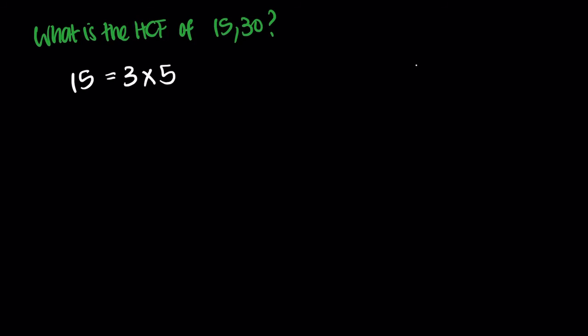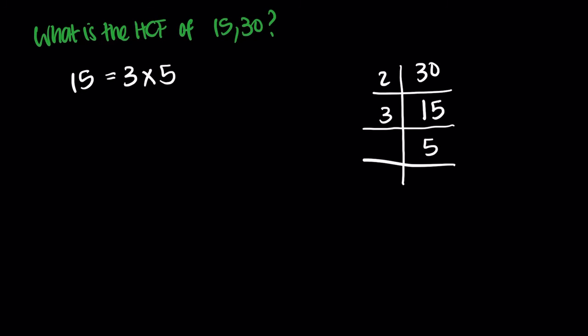So we drop the table, and we think of what prime number goes exactly into 30, 2. And 30 divided by 2 is 15. Next, let's think of a prime factor of 15, 3. And 3 goes into 15 5 times. And the only prime factor of 5 is 5, so we're done. So 30 as a product of prime factors is 2 multiplied by 3 multiplied by 5.